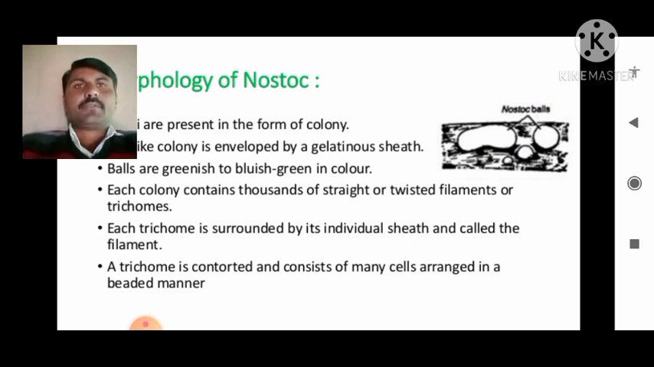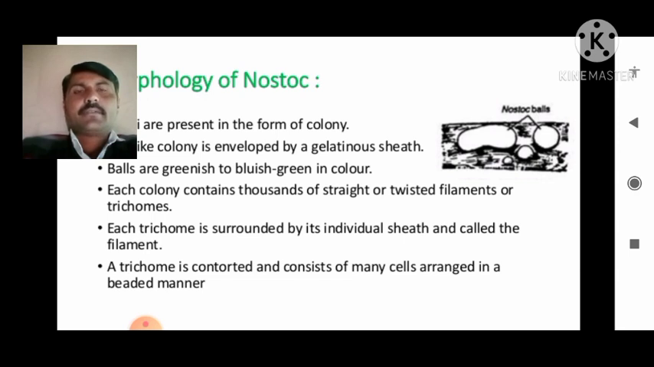Very warm welcome to the lecture series of BSc first year, a paper named Diversity of Cryptograms, in which we are learning the algae. The branch that deals with the algae is known as phycology.